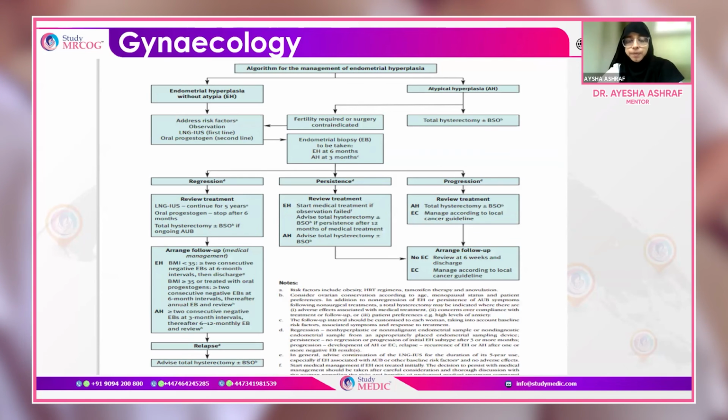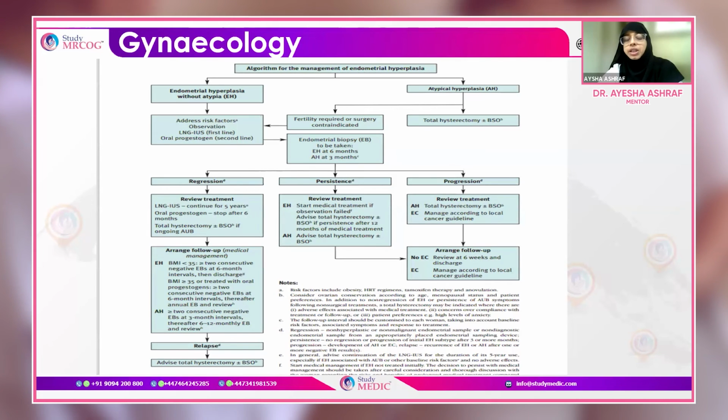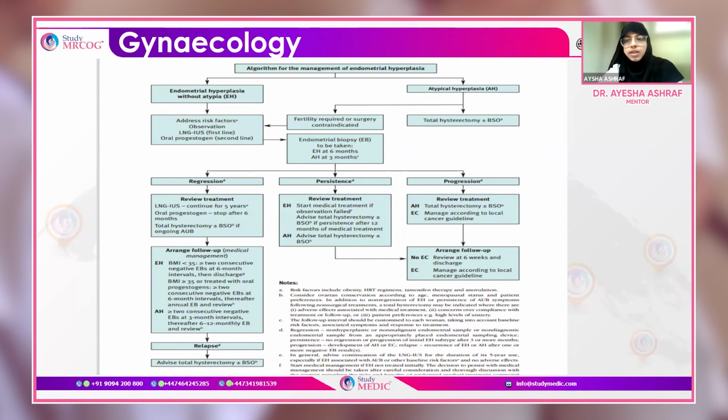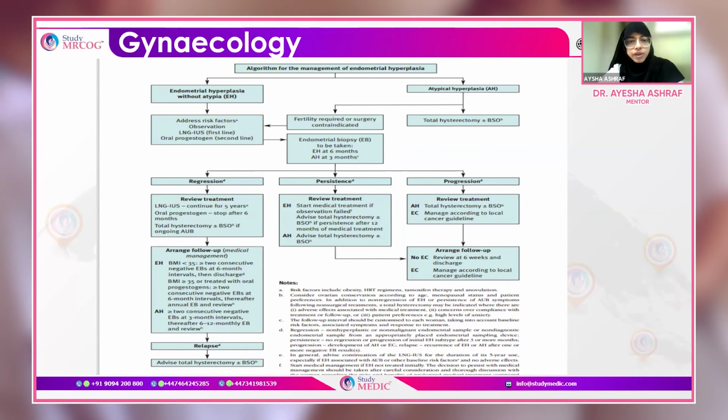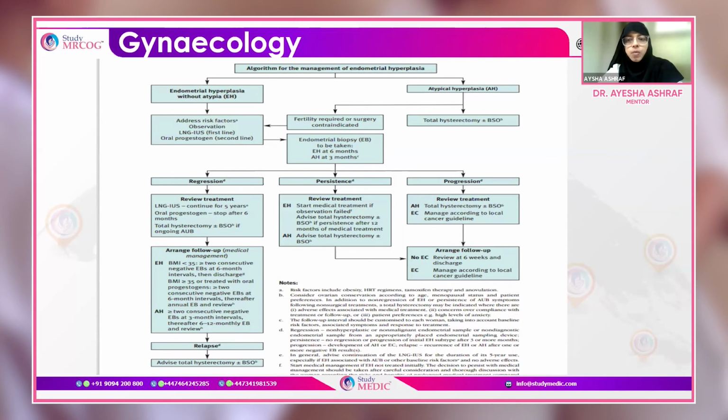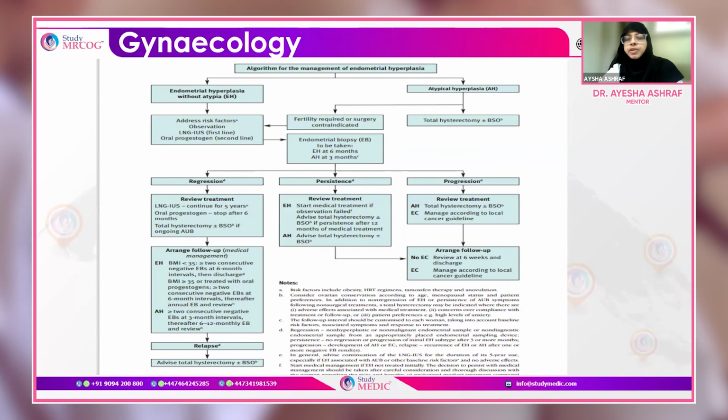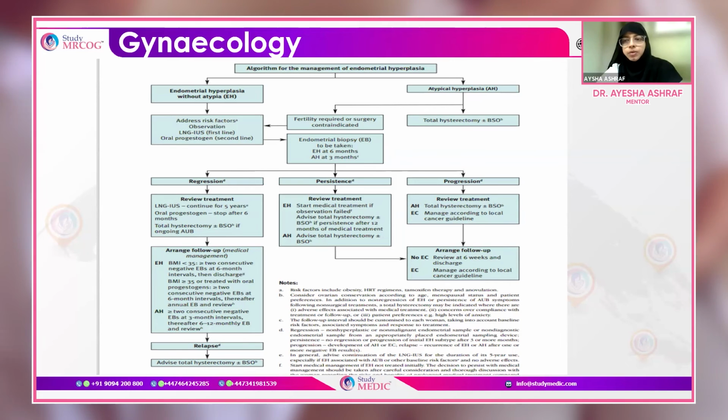Suppose fertility is required or surgery is contraindicated, at what intervals would you take the biopsy? That's very important. In case of endometrial hyperplasia without atypia, it is once in 6 months, and with atypia, it is every 3 months. See for the regression, persistence, and progression, and then review treatment. So in one glance, you know the whole treatment of endometrial hyperplasia. So this is how you do a last-minute revision.